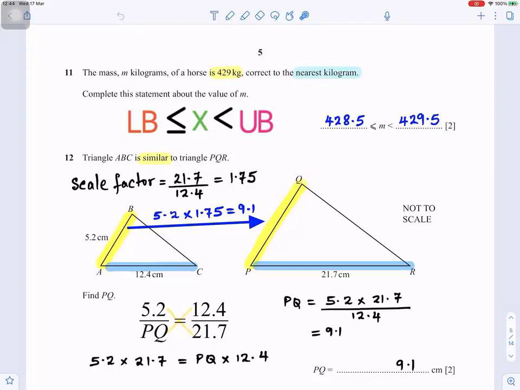Try and learn this. LB stands for lower bound. UB stands for upper bound.